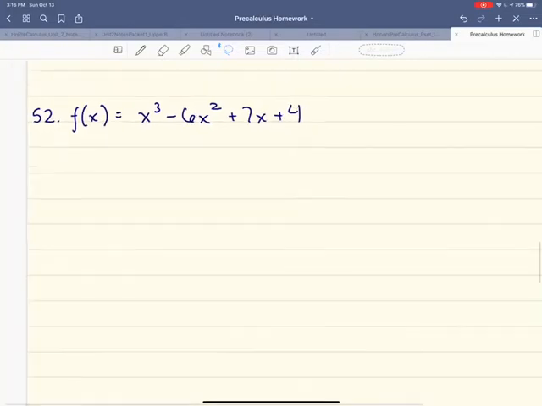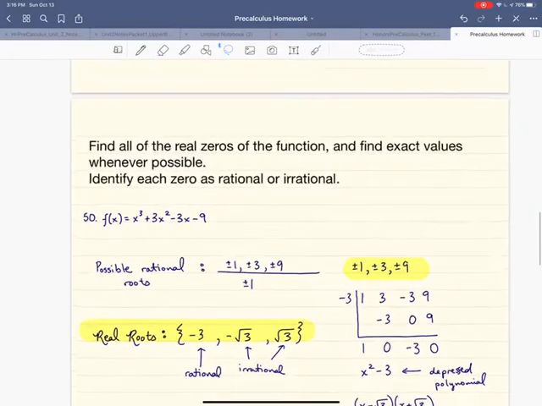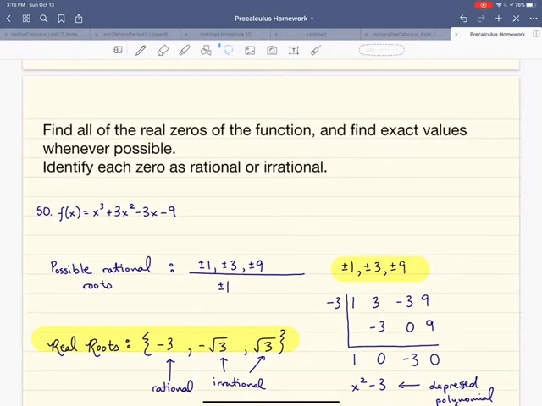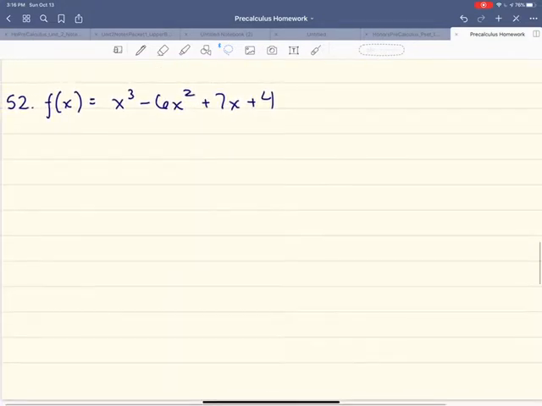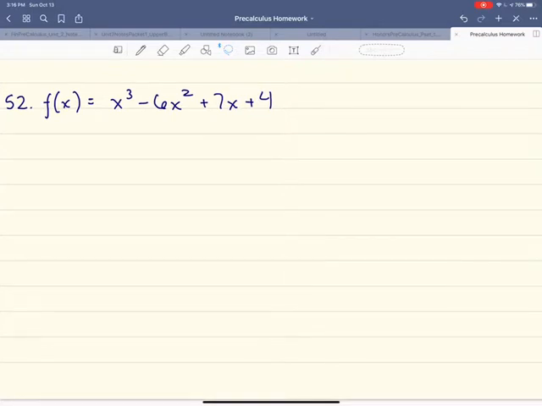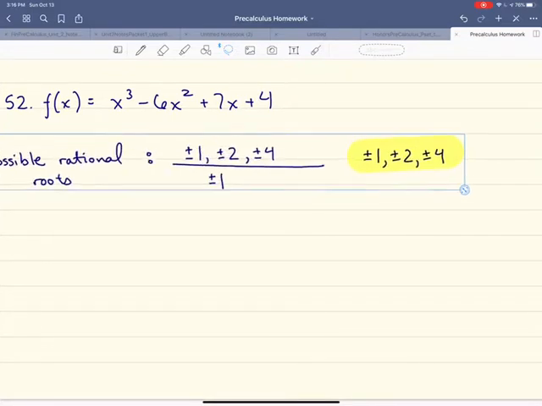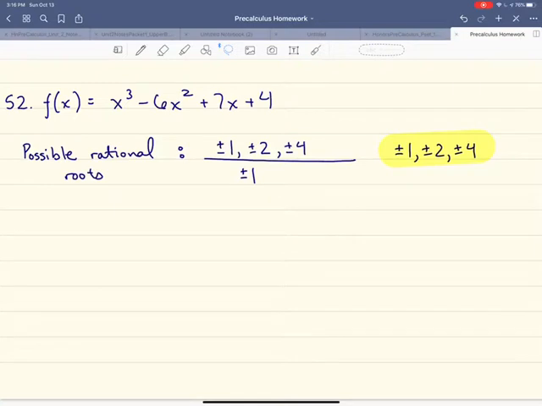So in number 52, like in number 50, we want to find all of the real zeros of the function and find exact values whenever possible. Then we'll identify each zero as rational or irrational. So what we first do in this problem is come up with our list of possible rational roots.